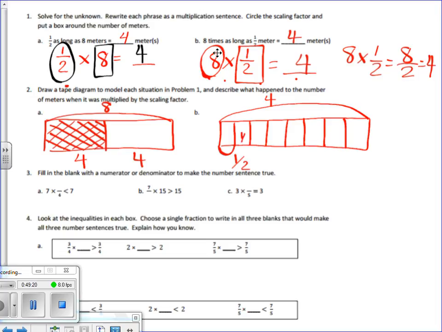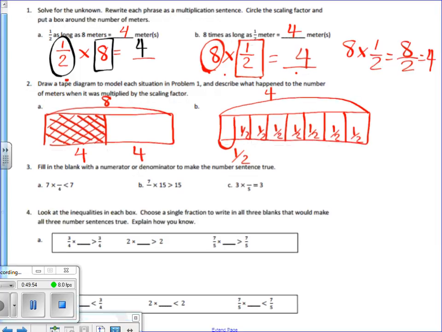If this is a half, and this is a half, and this is a half, and this is a half, and this is a half, and this is a half, and this is a half. And it all equals 4. Oh! I feel my brain soaking it all in.